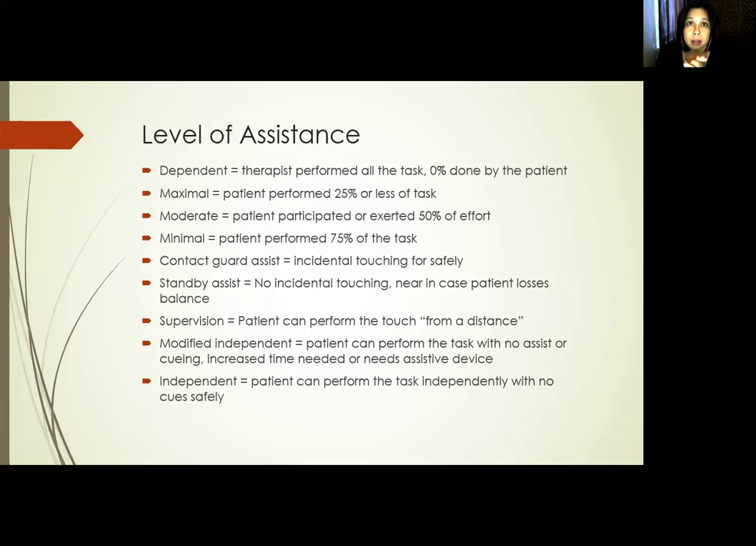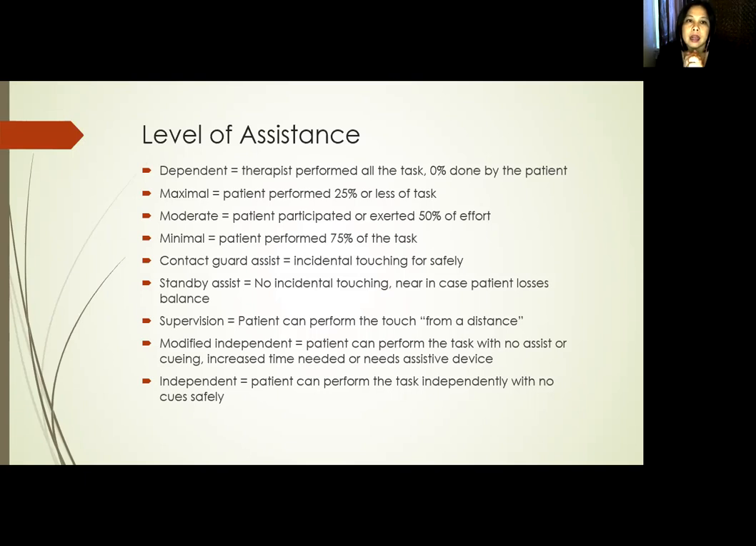So when you say dependent, the patient did not do anything. For example, from supine to sitting position, technically you lifted the patient up. The patient did not exert any effort to help at all. You call that dependent. Maximal assist, the patient only did 25% of the task and you did most of the task. For example, the patient initiated the push but is unable to really sit up without maximally assisting the patient. So it's maximal assist. When you say moderate assist, 50% of the task was done by the patient.